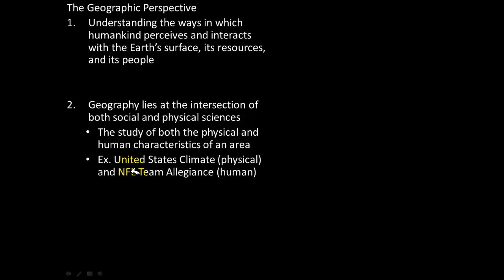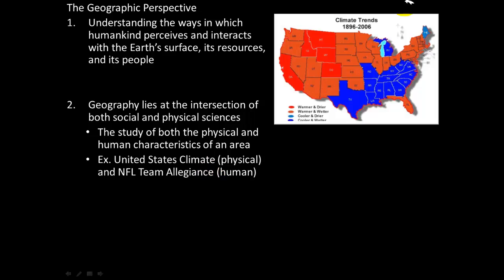And so, for example, these two maps I'll show you will be a pretty good illustration of what it is that we study in geography, or how geography studies both physical and human characteristics. So the first map is a map of the climate trends of the United States. What that means is it charts the physical trends of the United States, the weather. Weather is a physical condition. It's a fact. It's something we can track.